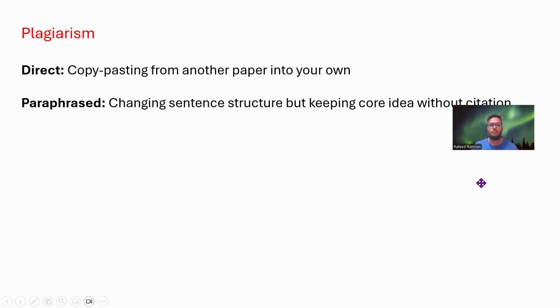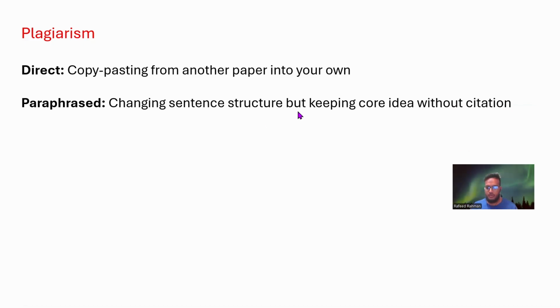Then paraphrasing. Suppose you are discussing some ideas or some algorithms or some methods in a paper, but that method was already published in some other work. It's not your idea, but you are simply paraphrasing or rephrasing the sentences of that paper such that people feel that this is your own idea. If you do that, then that is plagiarism, unless you actually cite that paper.